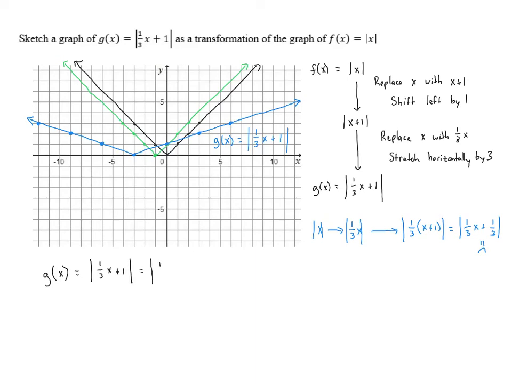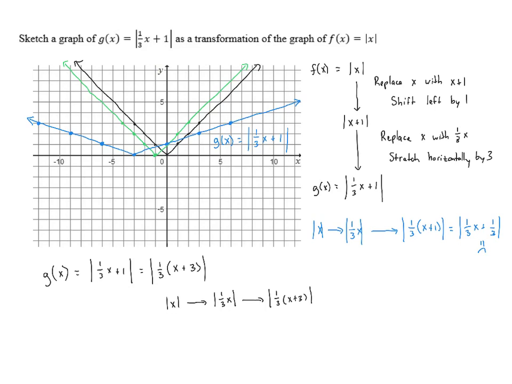So this is g of x equals the absolute value of 1/3 x plus 1. If inside the absolute value we factor out 1/3, this is the same as 1/3 times x plus 3, because 1/3 times 3 gives us the 1 that we need here. So if we factor out a 1/3, then we can start by taking x, replacing x with 1/3 x, and then replacing x with x plus 3.